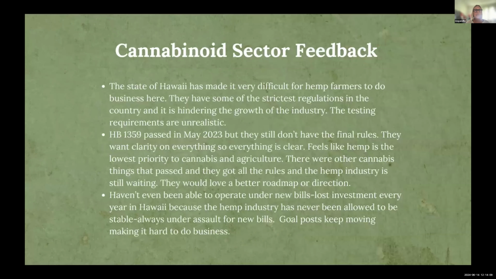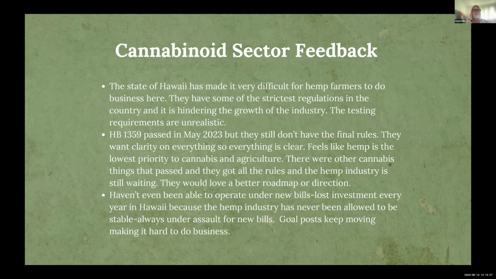The cannabinoid sector. This is a little bit lengthier because a lot of the farmers that are part of the task force are in that sector. So we had a lot more feedback that came from here, so I'll try to get through this quickly. The state of Hawaii has made it very difficult for hemp farmers to do business here. They have some of the strictest regulations in the country, and it's hindering the growth of the industry. And also the testing requirements are unrealistic.